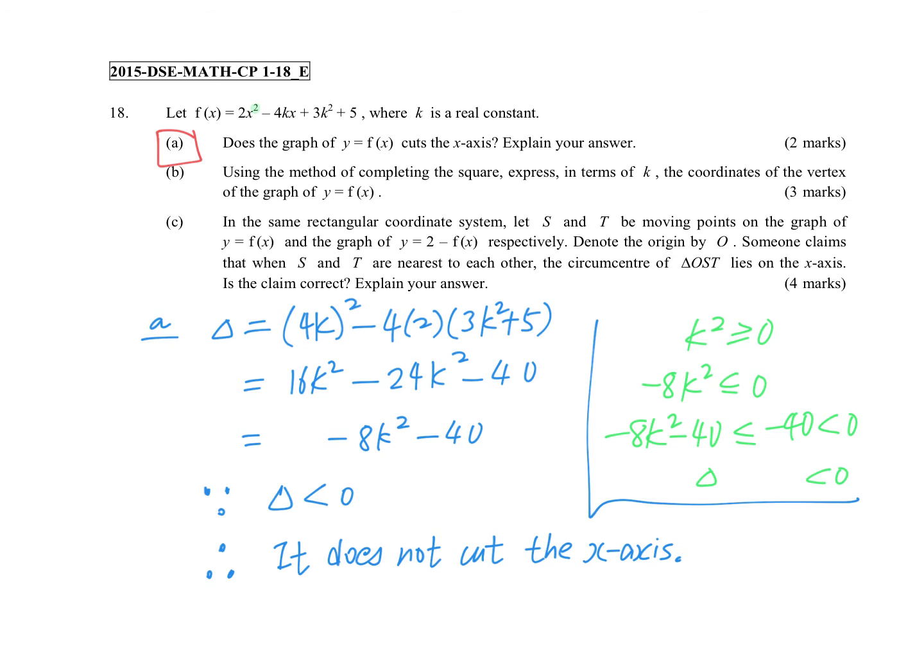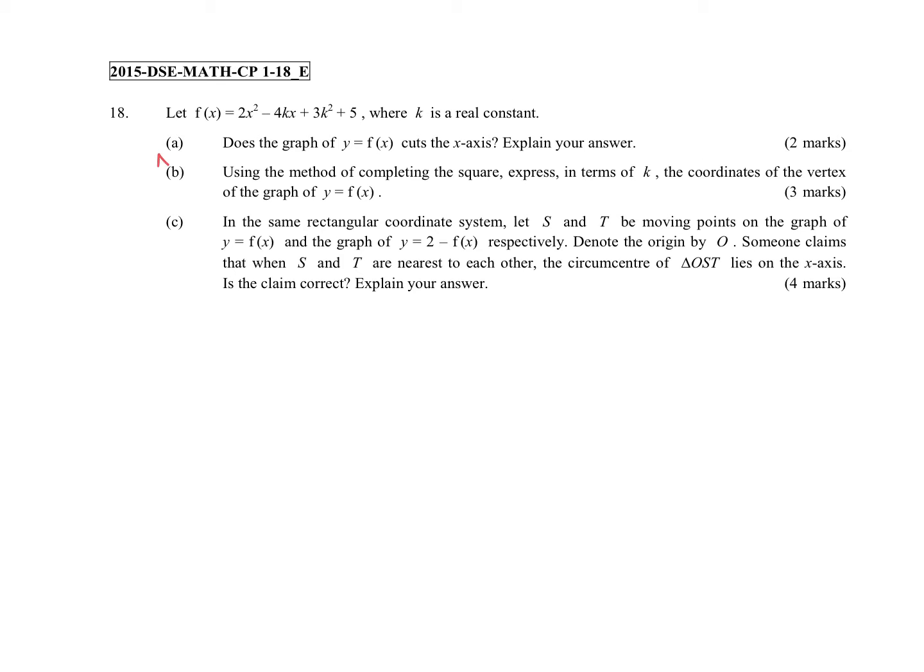Any problem? Part B. Using the method of completing the square, express f(x) in terms of k. So for part B, y equals f(x), so y equals 2x squared minus 4kx plus 3k squared plus 5. Since the coefficient of x squared is 2, we try to take out 2 from the first two terms, in particular the x squared term and the x term.